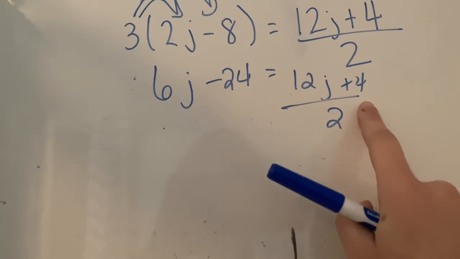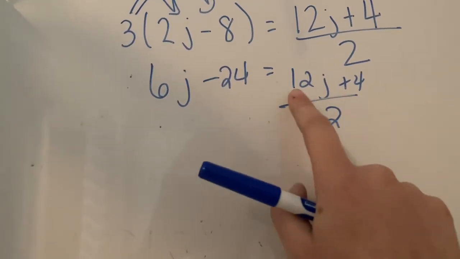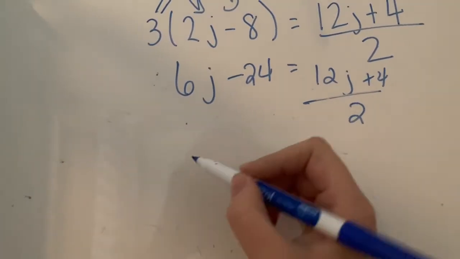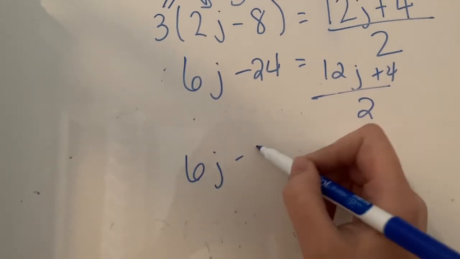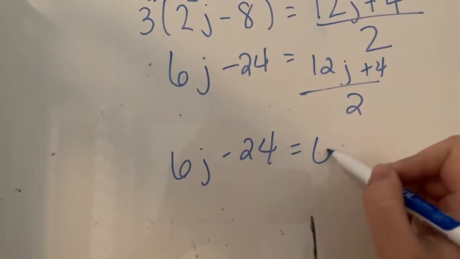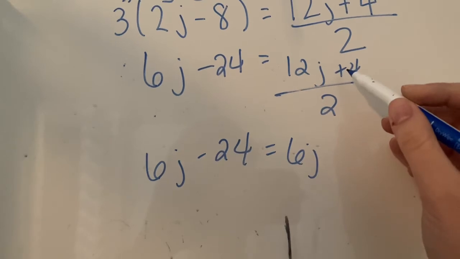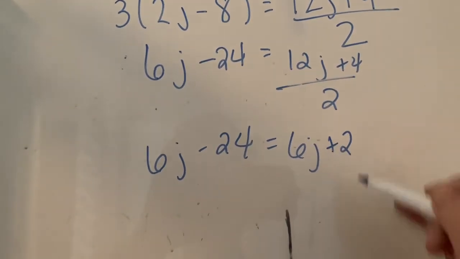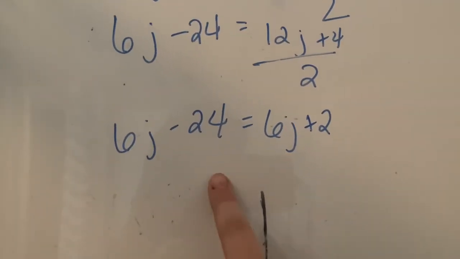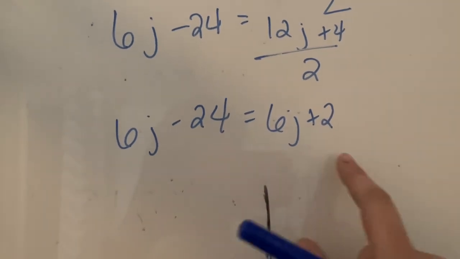This fraction bar acts as a grouping symbol, so that means I have to divide this by 2 and this by 2. So left side stays the same. And then 4 divided by 2 is 2. All right, so now I've got 6j minus 24 equals 6j plus 2.